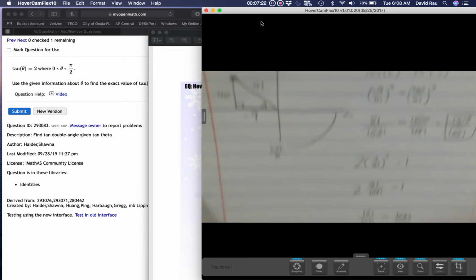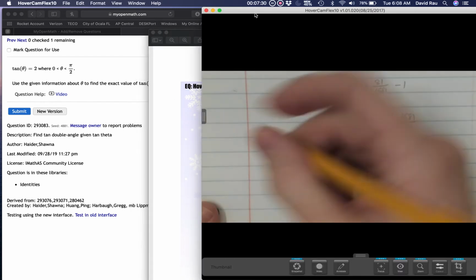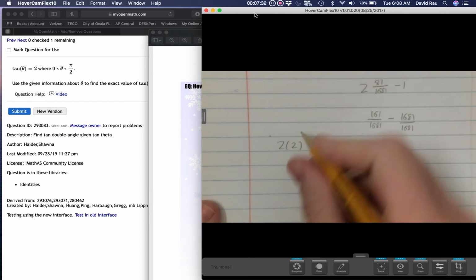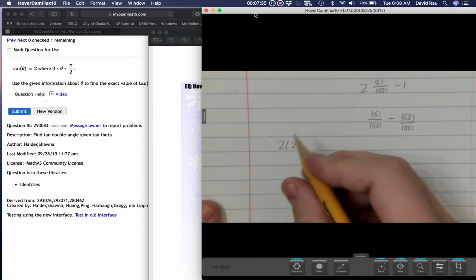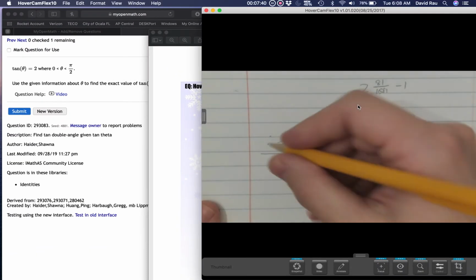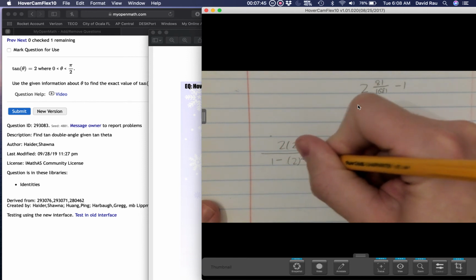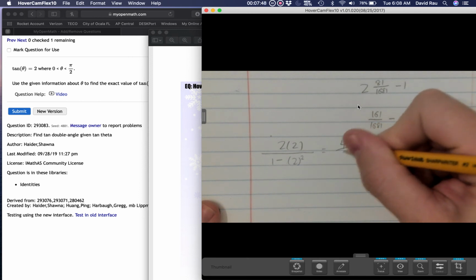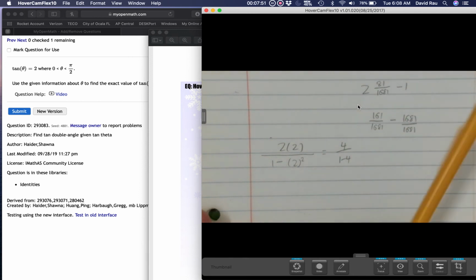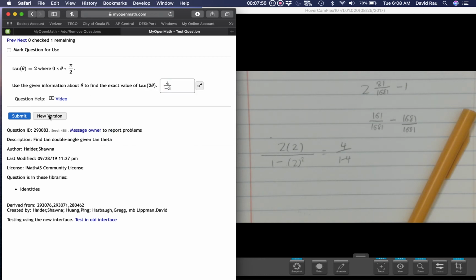So likewise, let's look at our tangent question here. We were given a tangent value, so let's just start plugging that in. We have 2 times 2, because that is what tangent of theta is. Then we have 1 minus tangent, which is 2 squared. So that's going to be 4 over 1 minus 4, and that's going to be 4 over negative 3, or negative 3 over 4. I think it'll work either way. Let's find out.